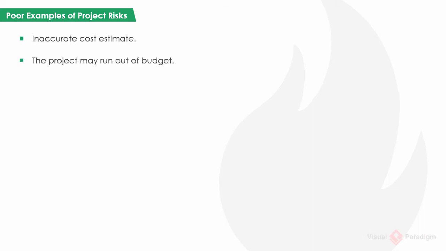The project may run out of budget. This is again a statement that describes a possible project outcome. It doesn't describe any risk. By reading this statement, we have no idea about what circumstances the project would run out of budget. No one can derive meaningful action or make any decision just by reading this statement.